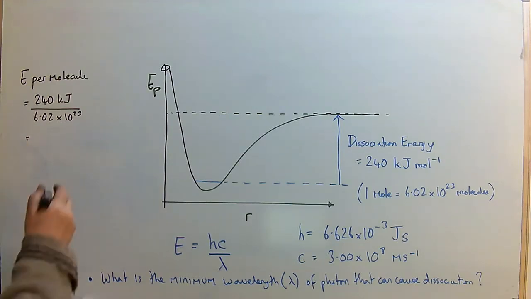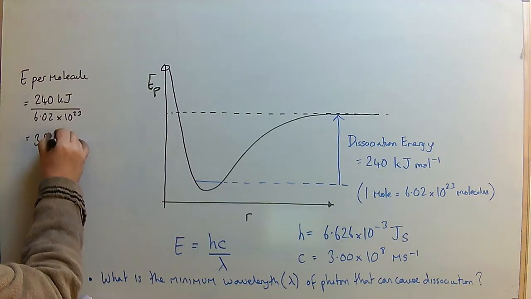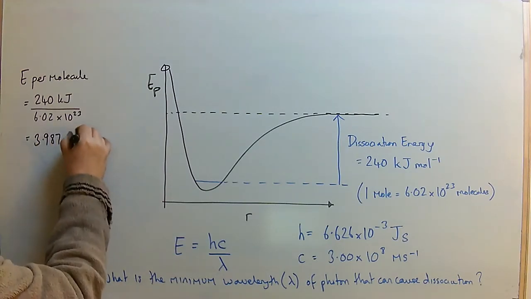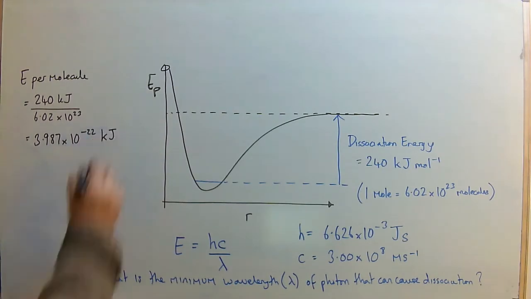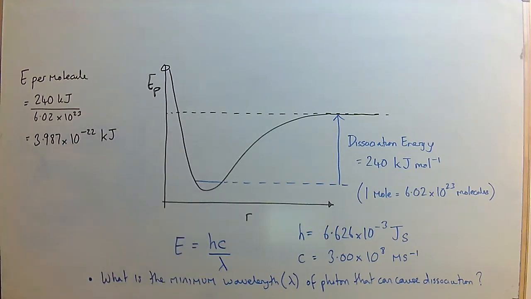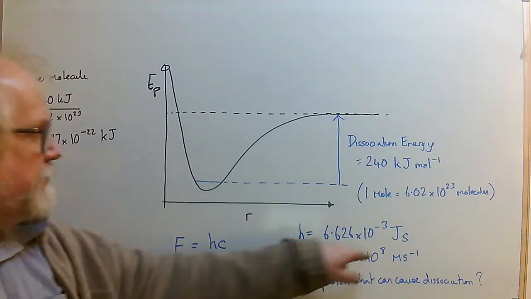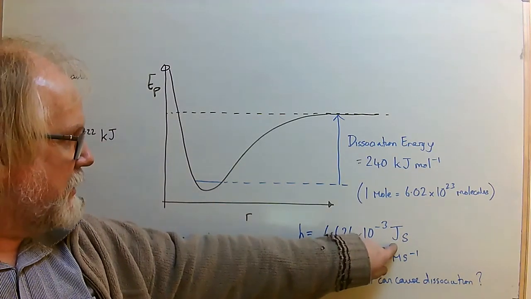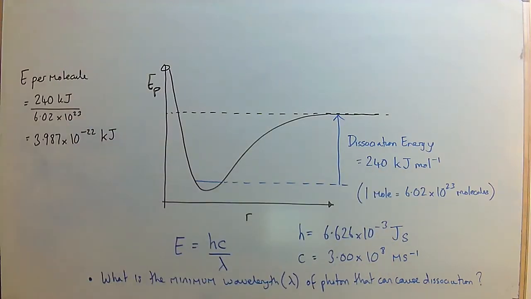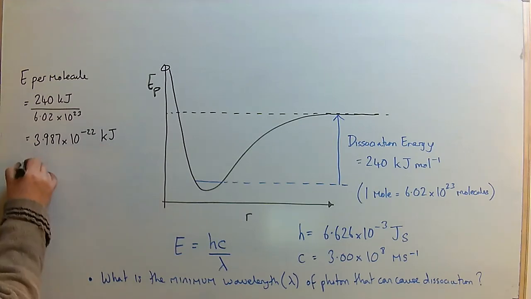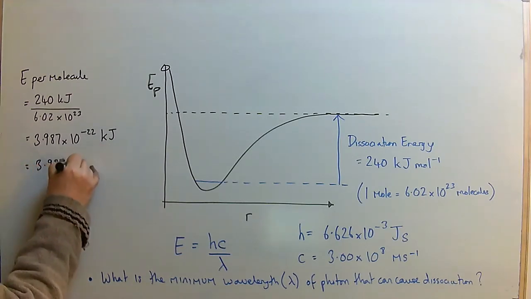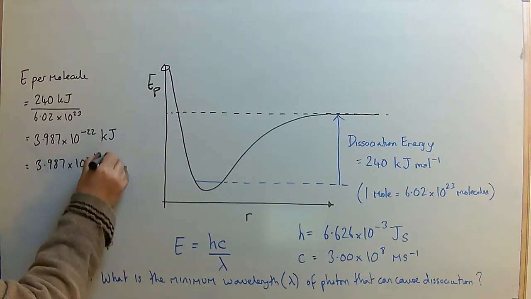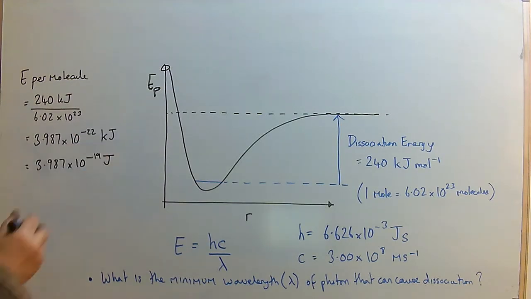And so if you work that, you get 3.987 times 10 to the minus 22 kilojoules for each individual molecule. Now, I gave the number in kilojoules because that's what chemists normally work with, but obviously we're using base units here, so we're using joules in E = hν, for example, and so we need to convert that to joules before we can go any further. And there are 1,000 joules in a kilojoule, so there will be 1,000 times as many joules as that. So if we multiply by 1,000, we get 3.987 times 10 to the minus 19 joules, so that's just 1,000 times this number.